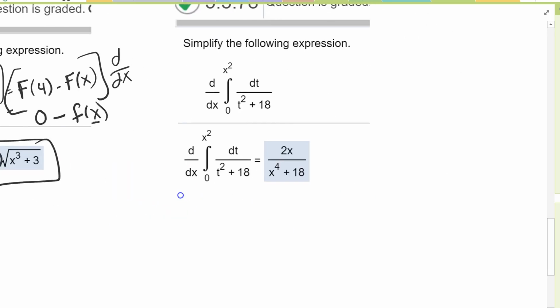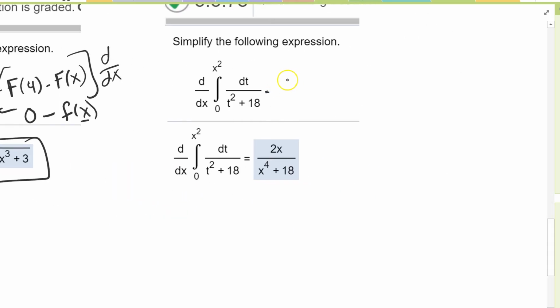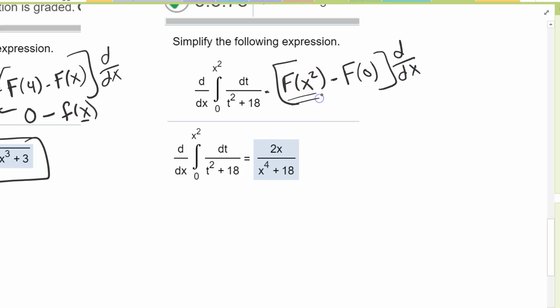We can do the same thing over here, right? I'm integrating this, so I'm going to call this big F. I'm going to plug in x squared minus big F at 0. Then if I take the derivative with respect to x, I have a chain rule here. So I have the derivative of the outside, which would be little f, evaluated at the inside, times 2x, minus the derivative of a constant, which is 0.